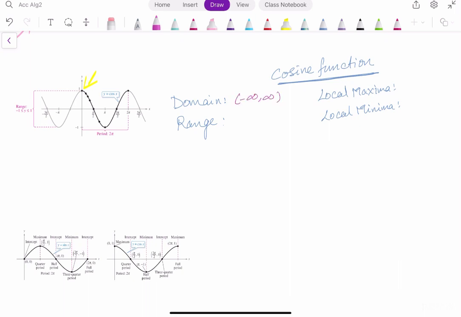So the domain will be negative infinity to infinity. Range will be negative 1 to 1. The reason is it oscillates, it bounces up and down between negative 1 to 1. So the end behavior is oscillation, between negative 1 and 1.